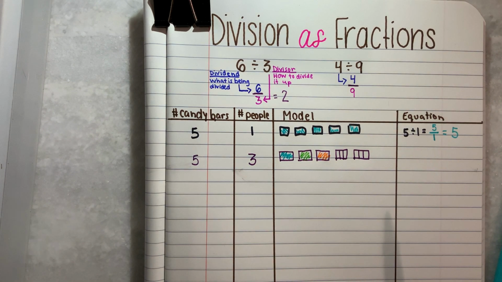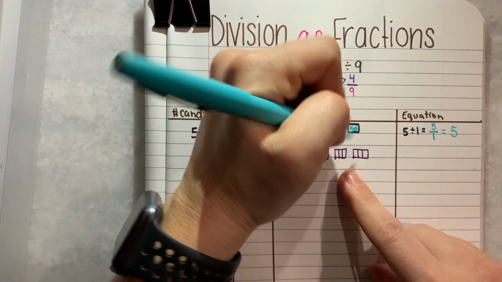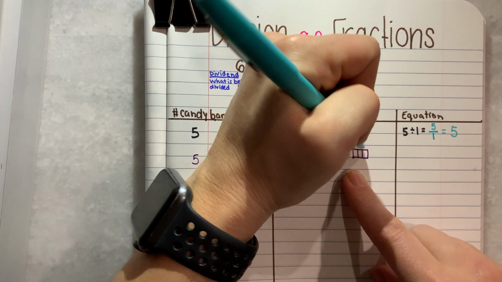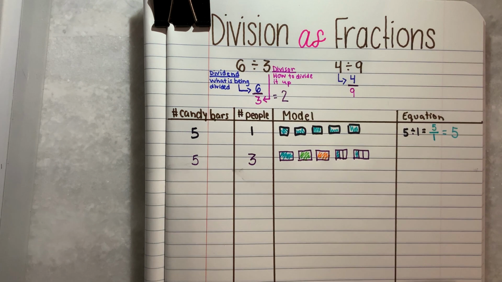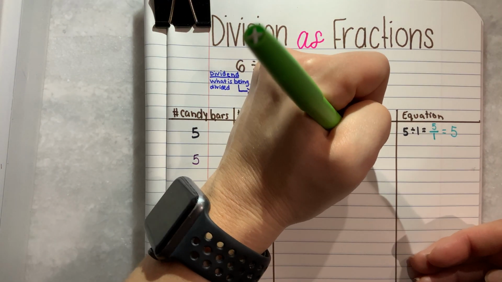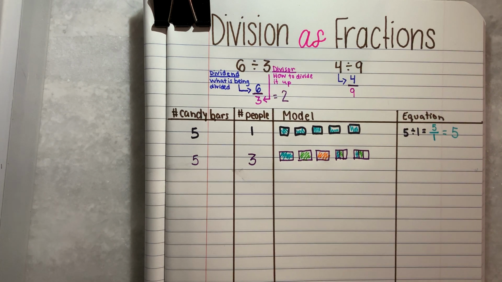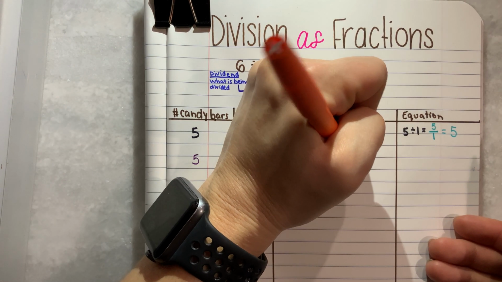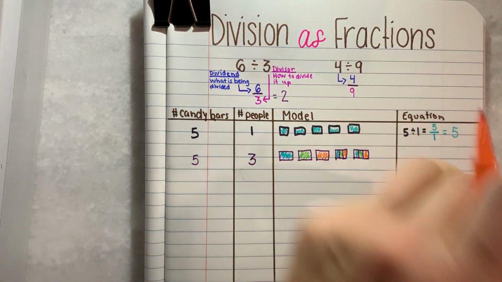Now I can have part of this one, and I can have part of this one. And then Marissa gets 1/3 of this candy bar and 1/3 of that candy bar. And Karen would also get 1/3 of this candy bar and 1/3 of that one.